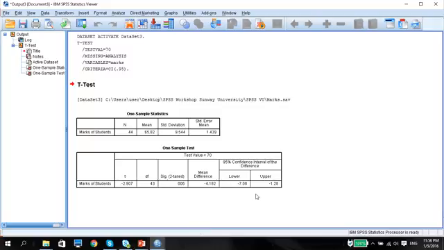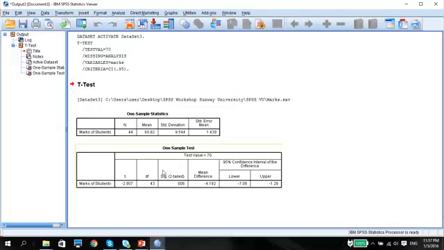Our results come out in the one sample t-test. This basically tells us the mean and the standard deviation. And we're checking this mean against the test value of 70. And we notice that the t-statistic is negative 2.907, which is lower than the 70. So this means that our mean is 2.907 standard deviations below the mean.